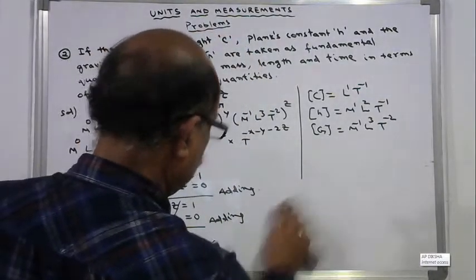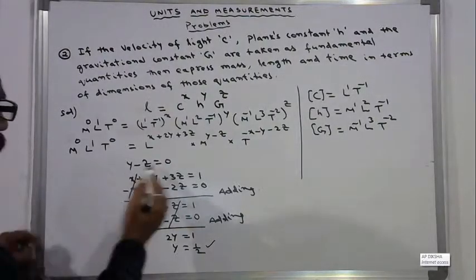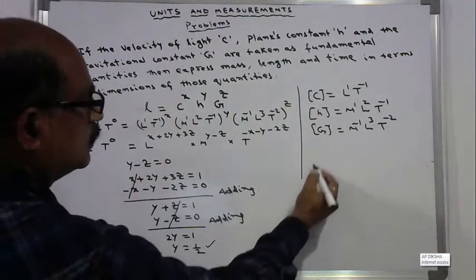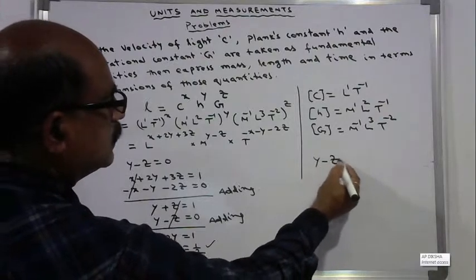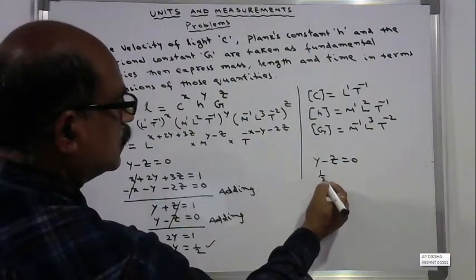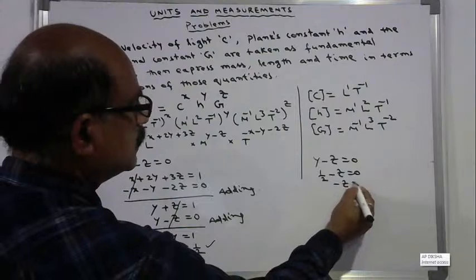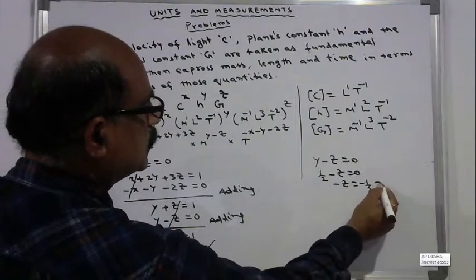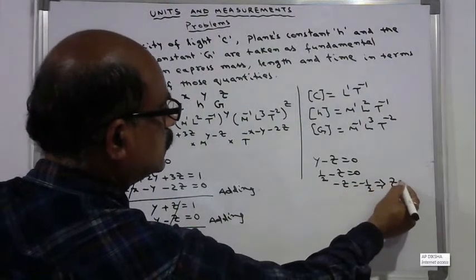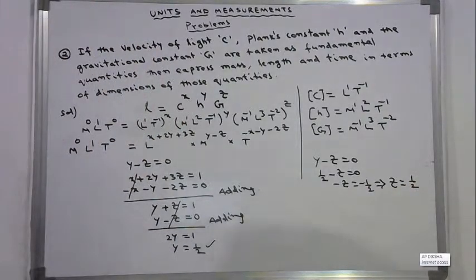What you have to do? We have the equation y is equal to half and y minus z is equal to 0. But y is half, so half minus z equal to 0. So minus z equal to minus half. That implies z is equal to half. So y is half, z is half.